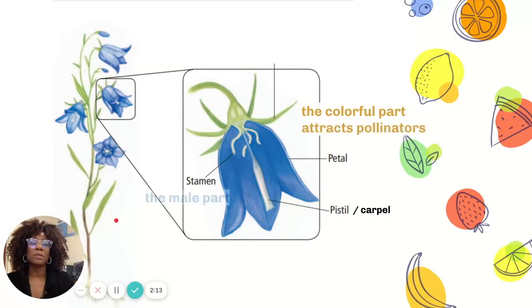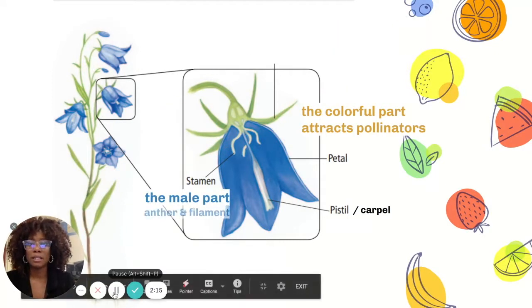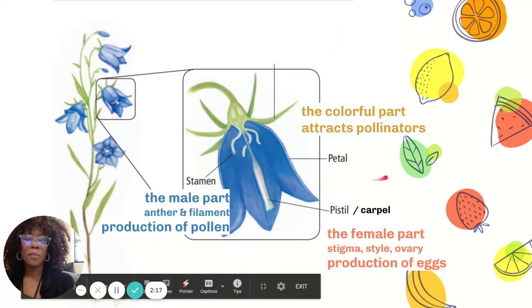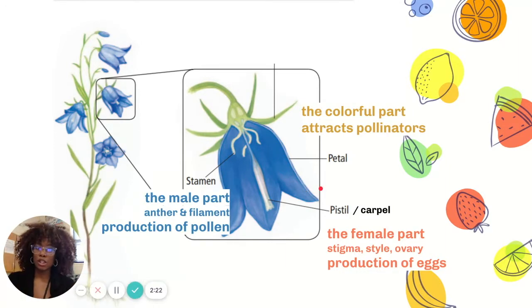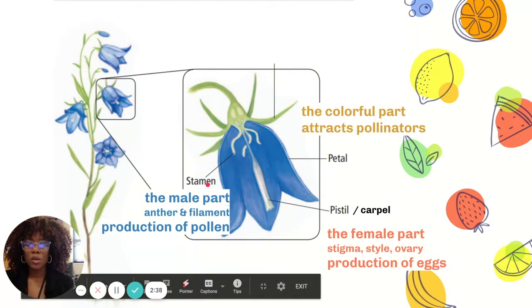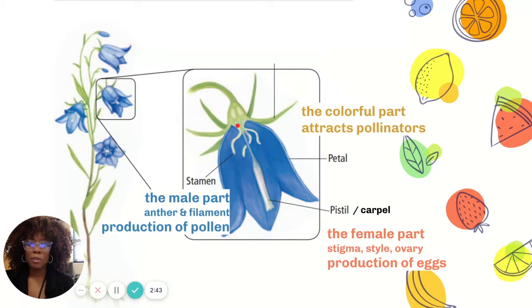Okay, let's just recap some of the information that we've been studying about plants. Right here we have the petals of the flower, the colorful part that attracts pollinators. The carpel, also known as the pistil, is this part right here. That is the stigma, the style, and the ovary, and its job is to produce eggs. Then we have the male part, known as the stamen, the anther at the top and the filament down below, and its job is to produce pollen.